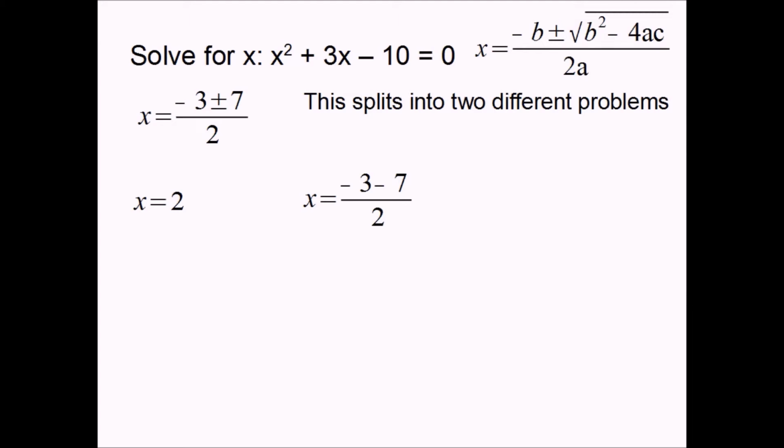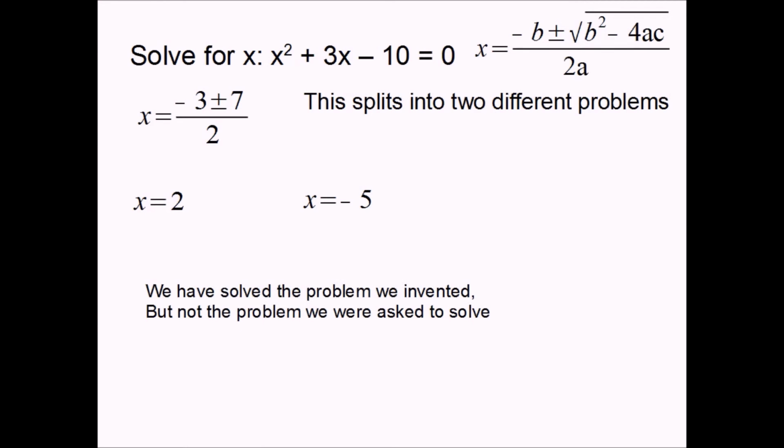For the other one, negative 3 minus 7 is negative 10. So we get negative 10 divided by 2, which is negative 5. So that's much, much nicer looking. So we have solved the problem we invented, but not the problem that we were asked to solve, which was to factor that thing. Now we have to be clever.